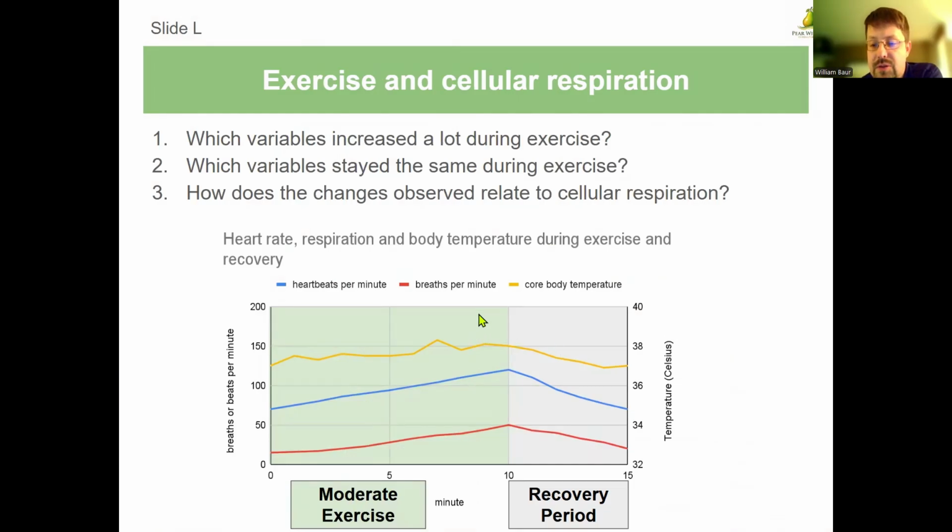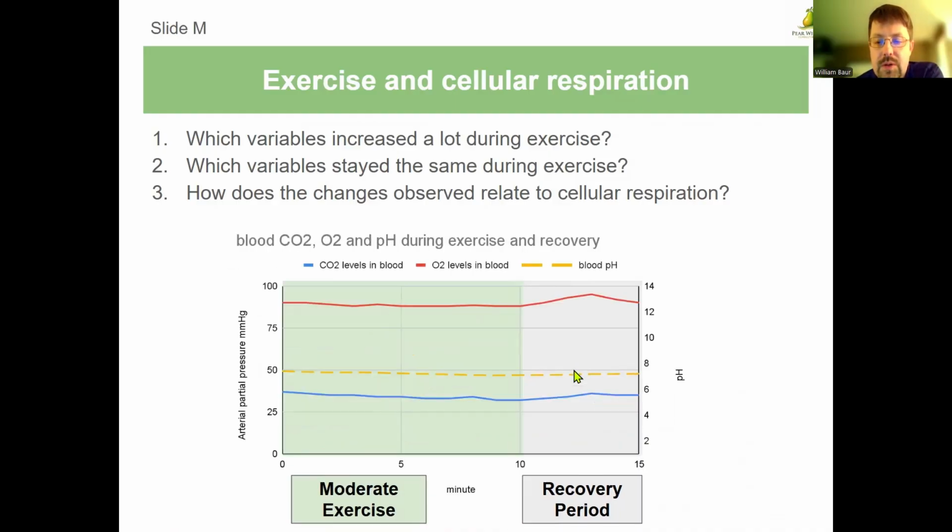Now that we know that the circulatory and respiratory system are involved, we look at some data to see how our body regulates heartbeats, breaths, and core body temperature before and after exercise. And we think about how these would impact cellular respiration. We also look at blood carbon dioxide, oxygen levels, and pH, and relate it back to our model and cellular respiration.